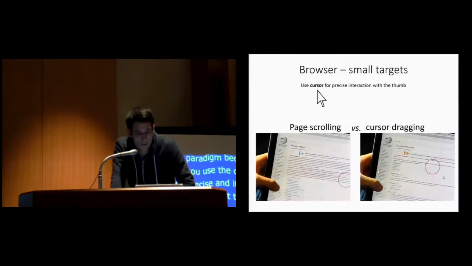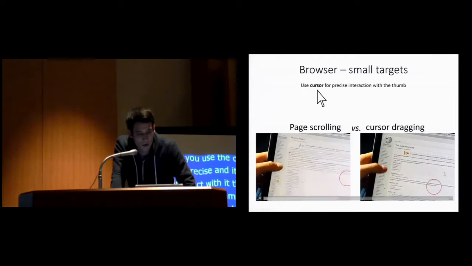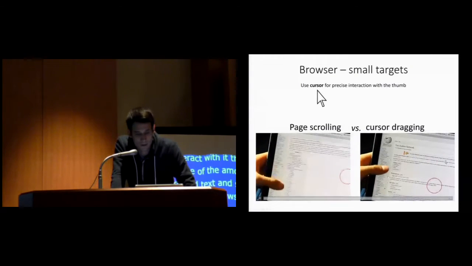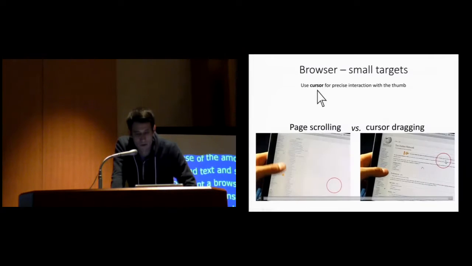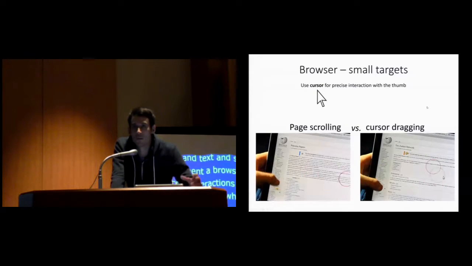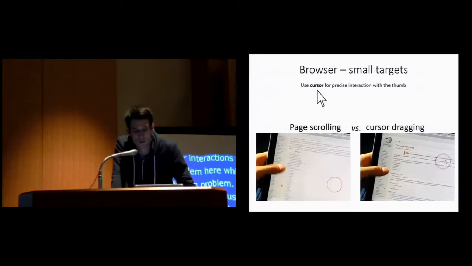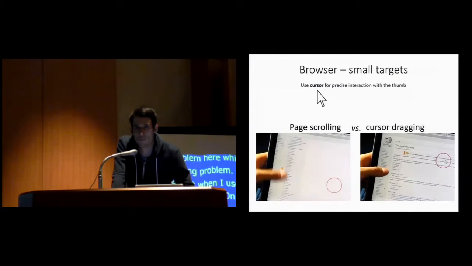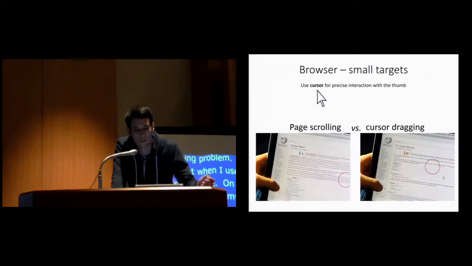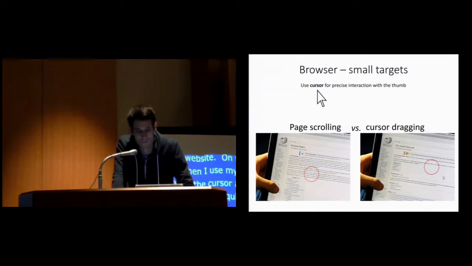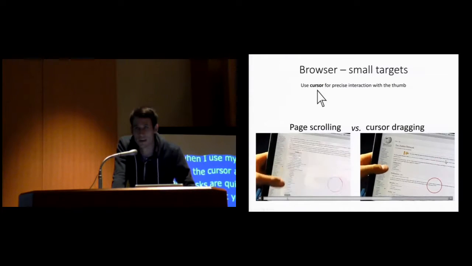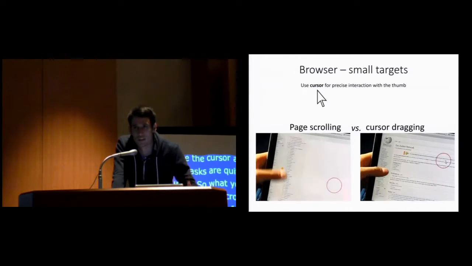So on the left side, you see that when I use my thumb, I can actually scroll the website. On the right side, you see that when I use my thumb, I move a cursor around. And both of these tasks are quite natural for the thumb. So what you see on the left side, the page scrolling one, is the one that we're really used to from direct touch interaction. And what you see on the right side is cursor interaction that is also quite natural, because we are used to it from laptops, from touchpad interactions.